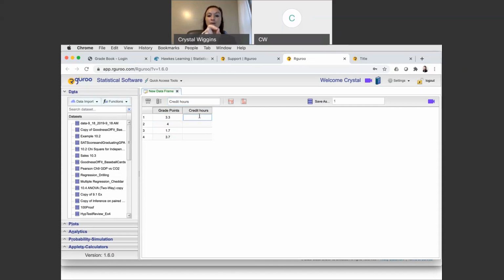The 3.3 grade points goes with psychology, which was a 3 credit class. The stats class, according to this chart, was 4 credits. The A&P was 5, and the English was 3.